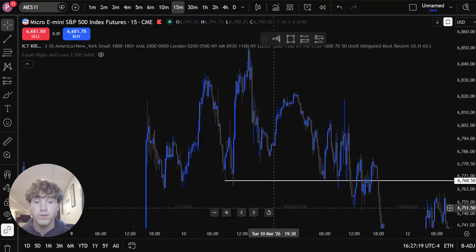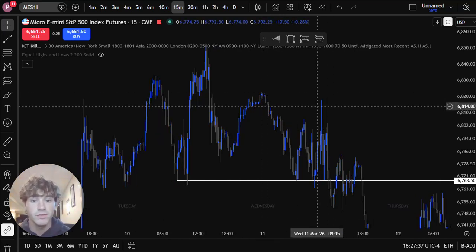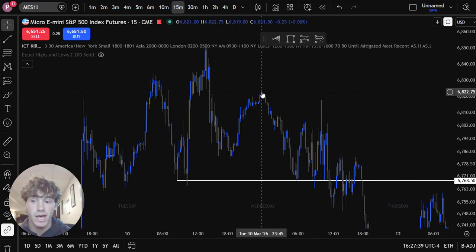So if you're confused, watch this video again, go on the live market yourself, spot out these liquidity sweeps, and make sure you're able to see what is a liquidity sweep and what isn't. Like this, right here. This would not be a liquidity sweep because even though price came up, it didn't take out this high right here.